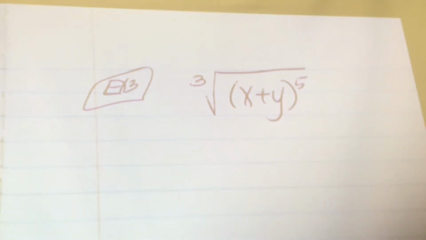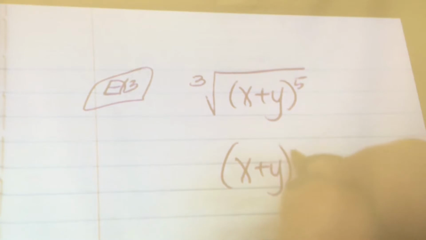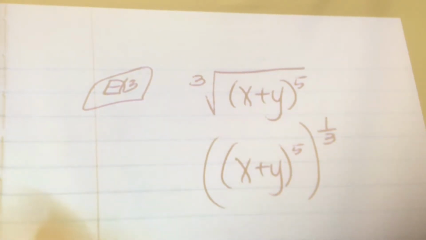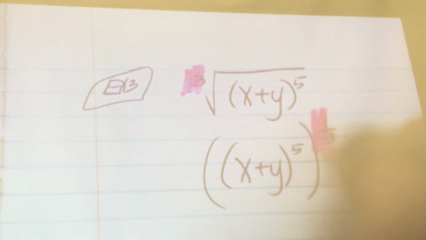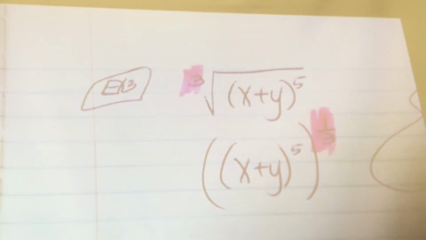Let's say I have the 3rd root of x plus y to the 5th. Well, this is the same thing as x plus y to the 5th to the 1/3. Remember, a third root is the same thing as to the 1/3 power. Let's pause real quick. Take out your calculators. I want you to do 100 to the 1/3 power. Tell me what you get. Stop staring at me. Please do that right now.